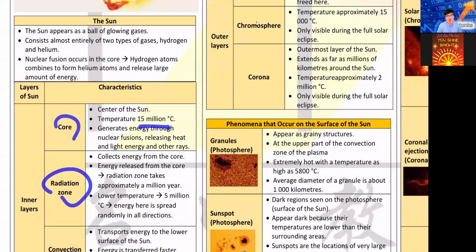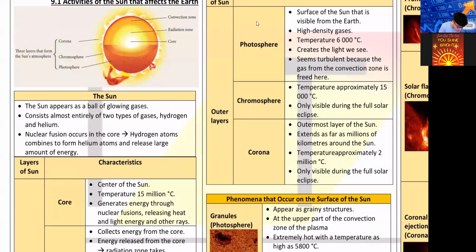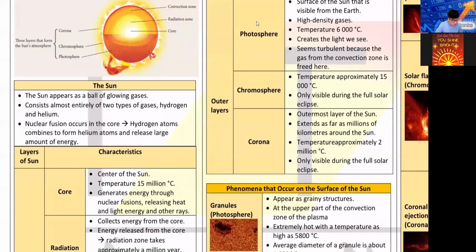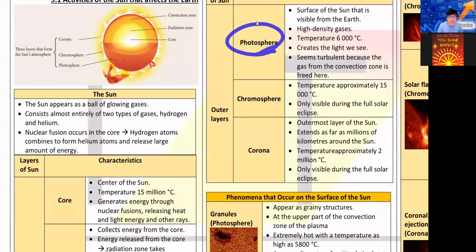And then you have the radiation zone, zon sinaran, which is the middle one. And then you have the outer zone, which is the convection zone, zon perolakan. They will cycle the heat to the surface of the sun. So the surface of the sun has 3 more layers. You have your photosphere. This is where we see light.